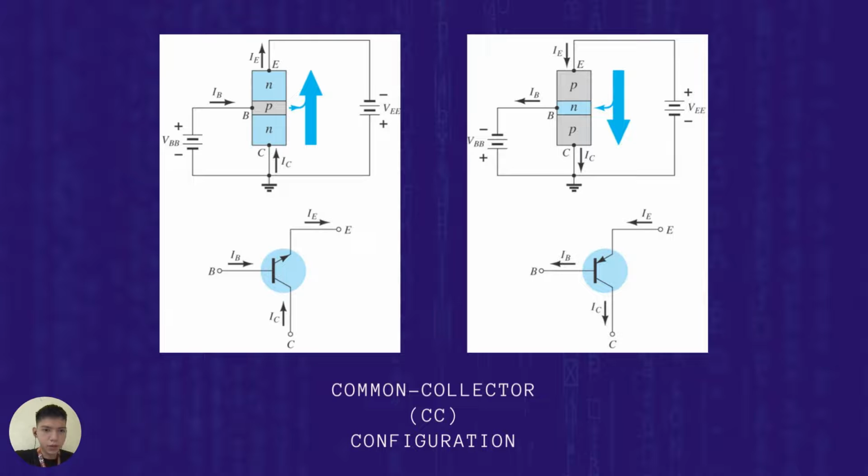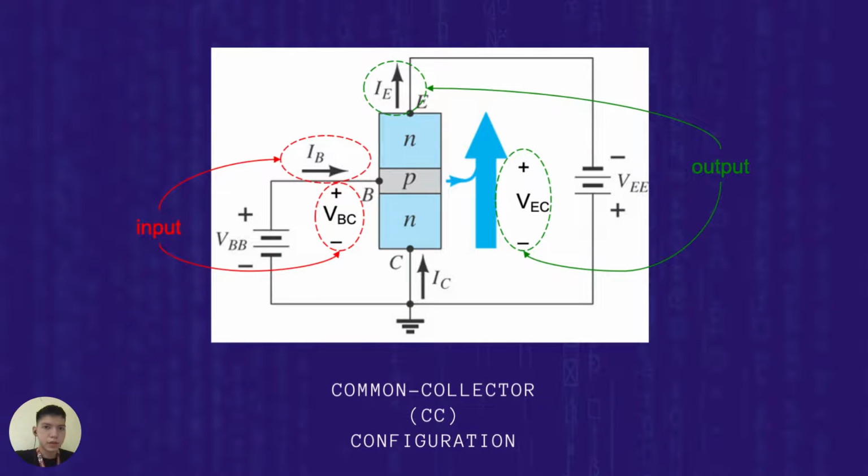We also have the common collector configuration, which is ang imuhang common is ang imuhang collector. Mao siya nakakonect sa ground. In common collector configuration, the input terminal is between the terminal B and the C due to ground at C. So the output terminal is fixed between the terminal E and C. So ang imong input is imong B o C, while ang imong output is imong C o E.